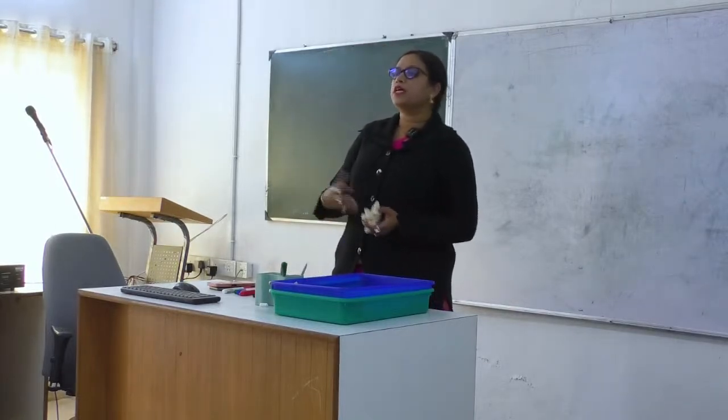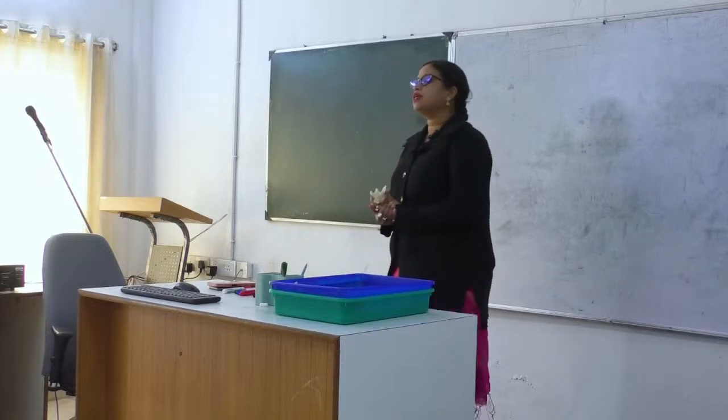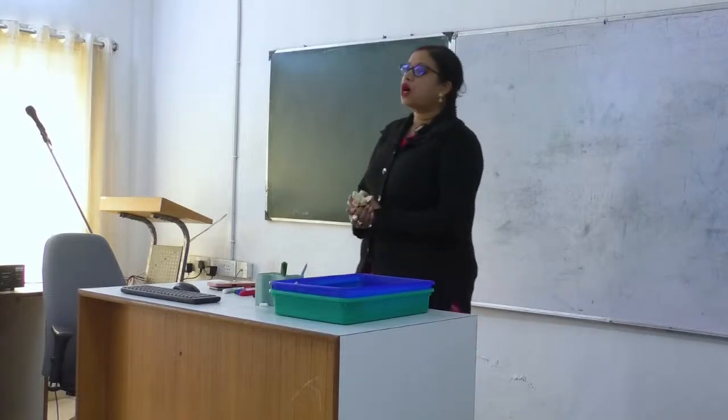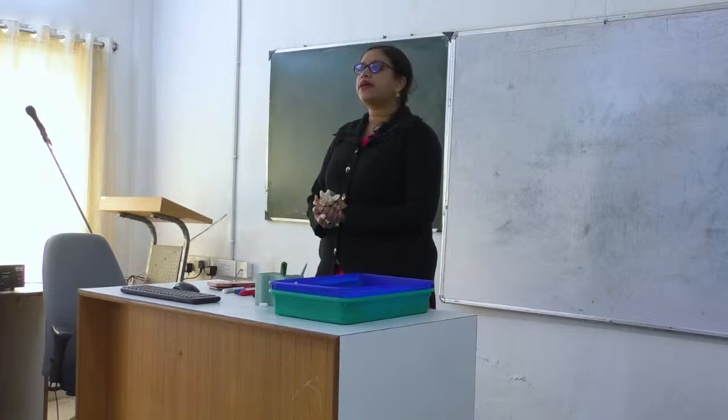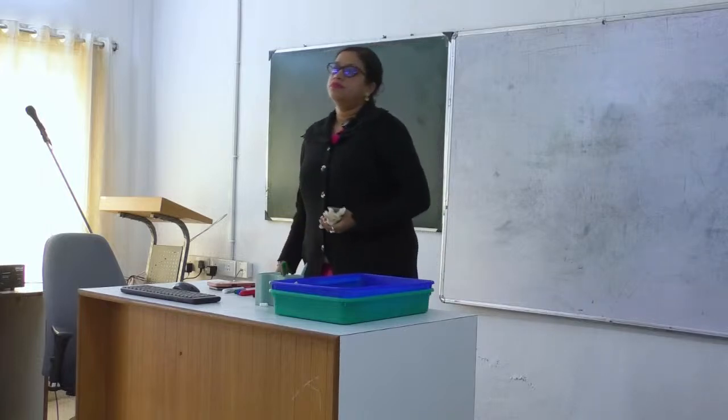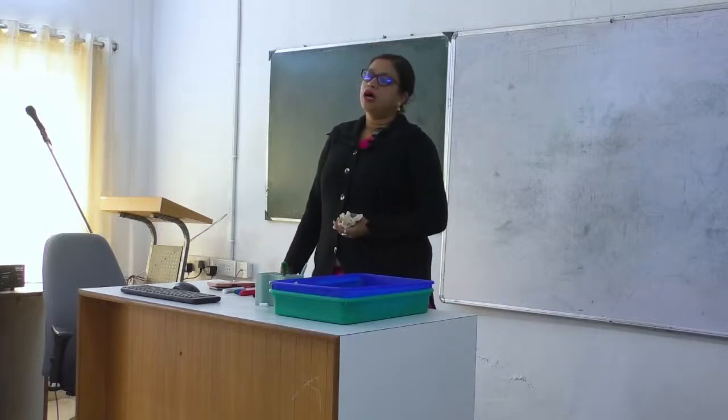So how many spinal nerves are we having? Total 31 pairs. So how many are there? Cervical are how many? 8. Thoracic are 12. Lumbar is 5. Sacral how many?